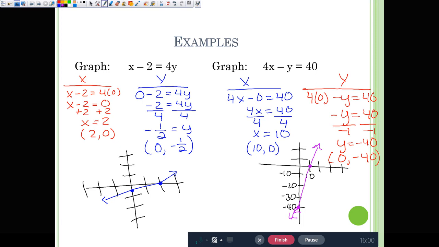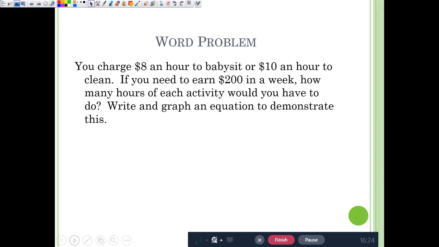Okay, now we're going to be looking at our word problems. So, with a word problem, we have to still identify our variable. So, for this word problem, we have you charge $8 an hour to babysit and $10 an hour to clean. If you need to earn $200 in a week, how many hours of each activity would you have to do? Write and graph an equation to determine this.